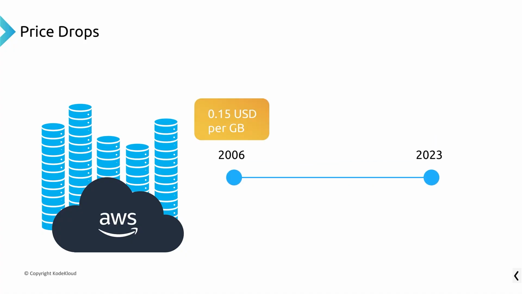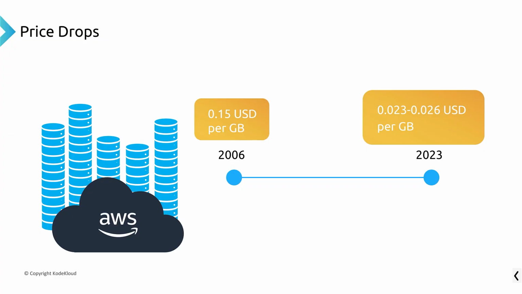So here, for example, they had a price drop where it used to be 15 cents in US dollars per gigabyte back in 2006 for some S3 storage. And they've dropped it now so that it's 0.023 or 0.026, not 0.23, not 0.26, 0.023, 0.026 US dollars per gigabyte. That is a tremendous drop. That is almost 1/7 of the cost of what it was in 2006. So be aware that AWS does these price drops regularly.